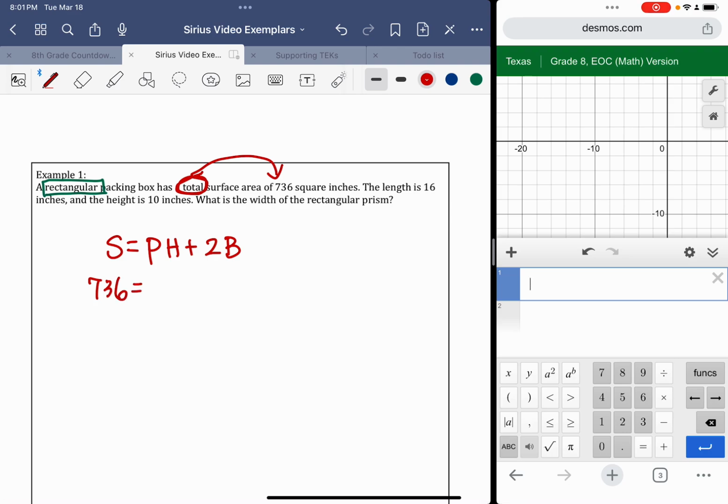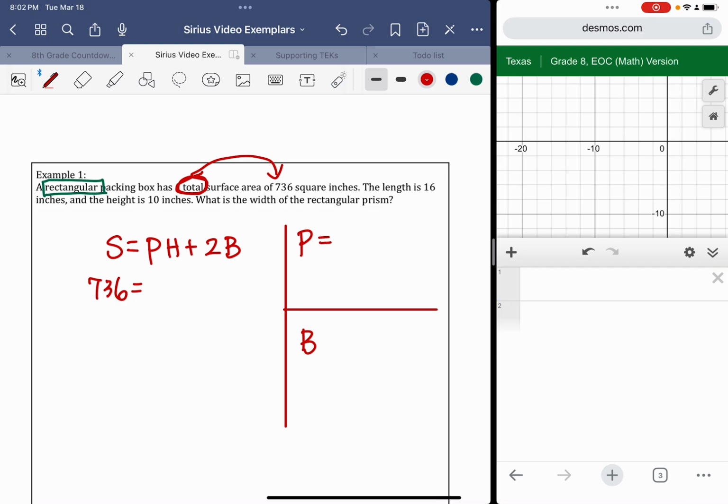736 equals. And then we need a p, we need a h, we need a 2b. And again, it's a rectangular prism. So that means on the right side, we do need a p and we do need a b. So as the perimeter, we should already know perimeter of a rectangle. We got length plus width plus length plus width. Area of the base, we got length times width.